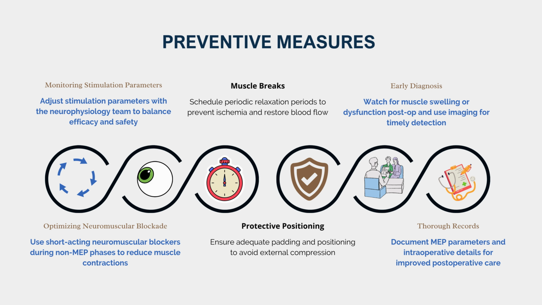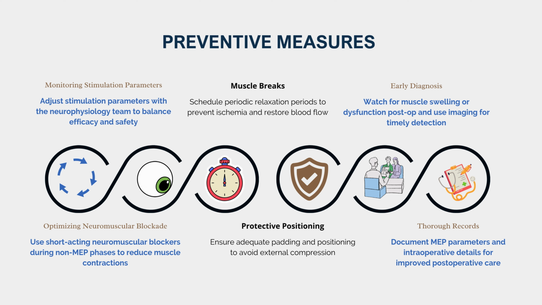Let's break it down into simple, actionable strategies that can make all the difference. First up, let's talk about neuromuscular blockade. During parts of the surgery where MEP monitoring isn't needed, use short-acting neuromuscular blockers. These agents help reduce muscle contractions without interfering with the critical monitoring phases.